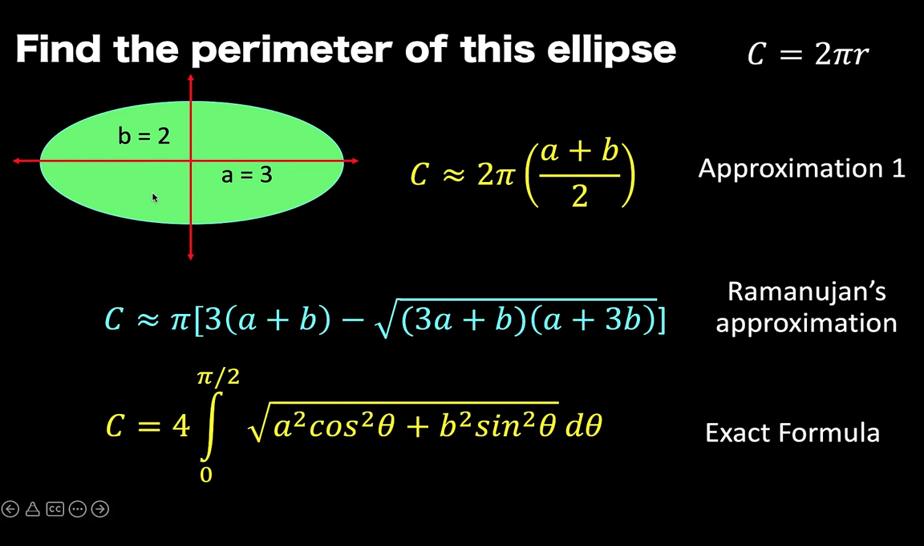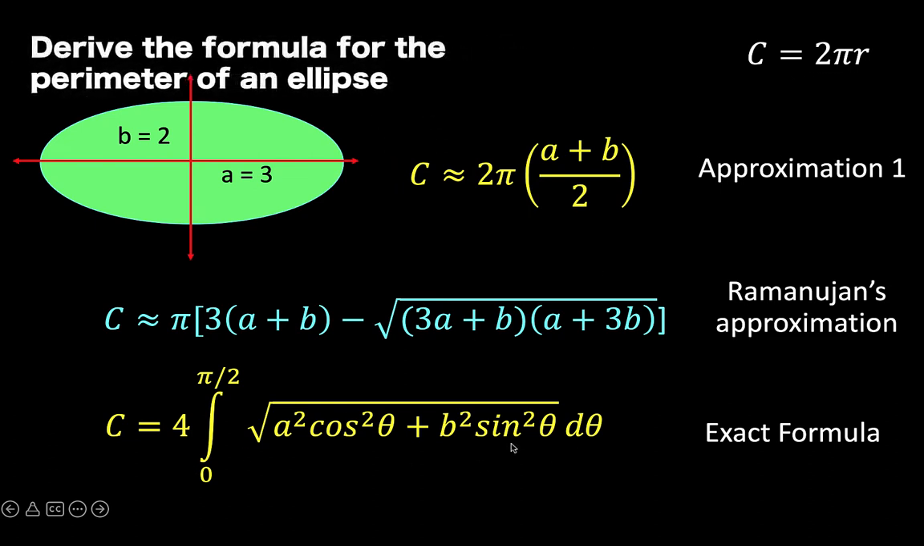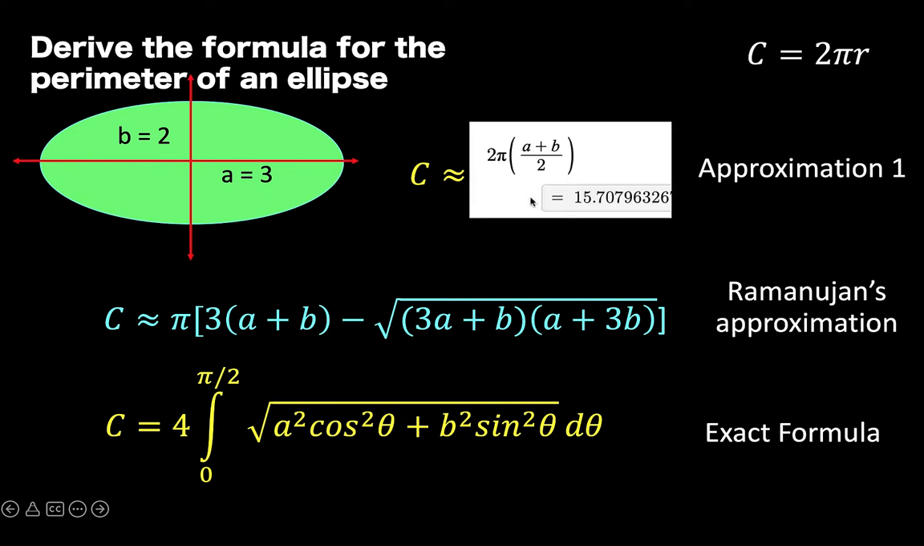So, let's say we have this ellipse with a equals 3 and b equals 2. What is the perimeter of this ellipse? Using these two approximation formulas, let's compare the results with the result if we use the definite integration formula. Using the Desmos graphing calculator, if a equals 3 and b equals 2, then the formula C equals 2 pi times the quantity a plus b over 2 gives us a value of 15.70796326, rounded off to 8 decimal places.